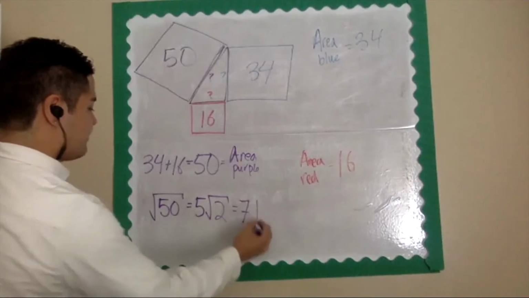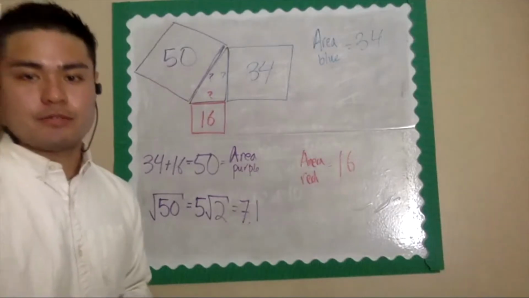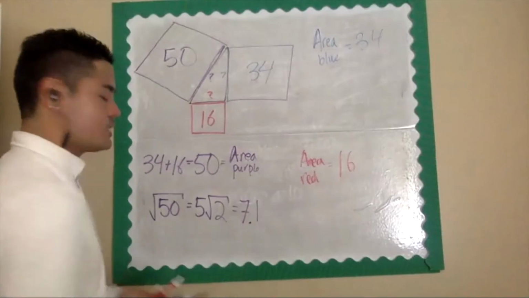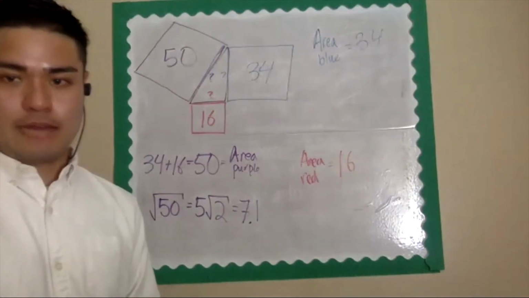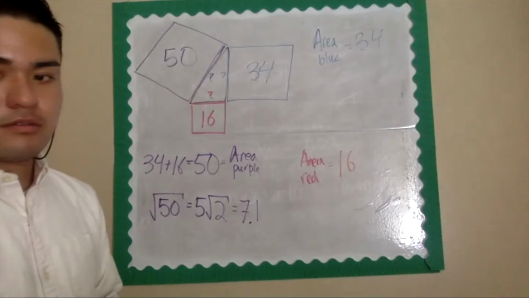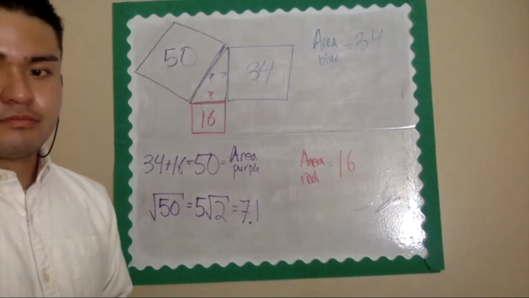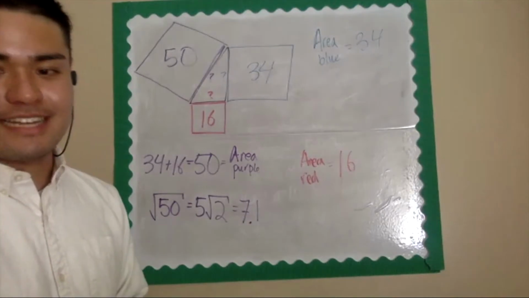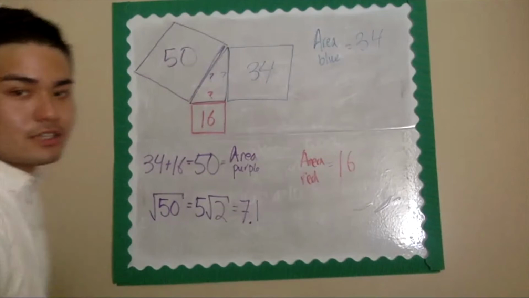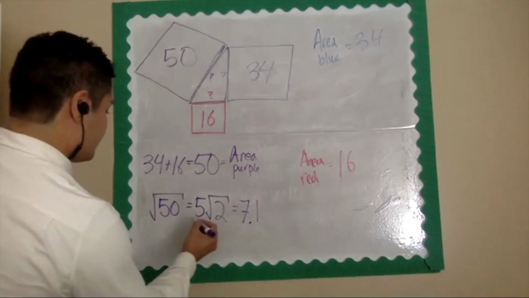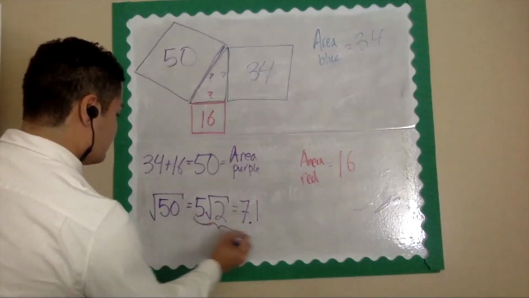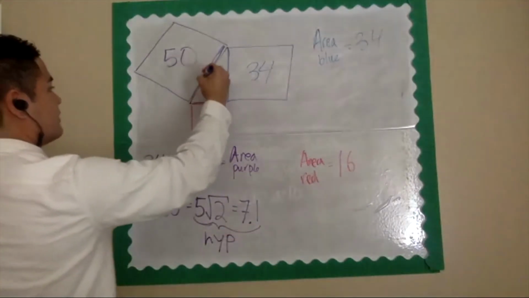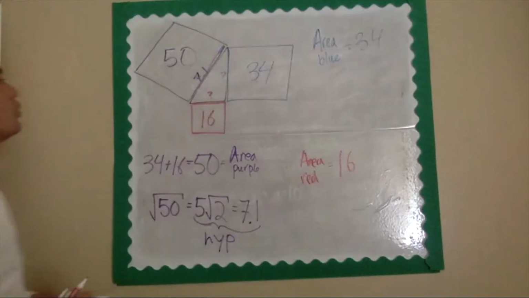It simplifies to 5 root 2. In decimal form it equals 7.1. Either of them is acceptable in geometry. So 5 root 2 or 7.1, what does that number describe? Is that an area? Is that a side length? It is the hypotenuse of the triangle. So this right here is the hypotenuse. Okay, I'm gonna erase this, and then I'm gonna write the side, 7.1.